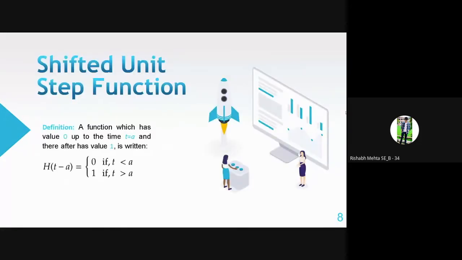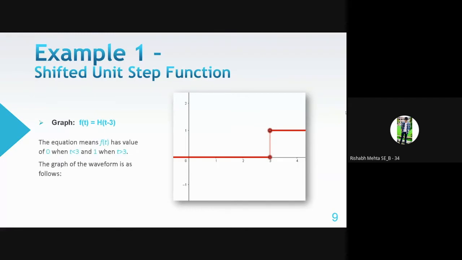This is defined as a function which has value 0 up to time t is equal to a, and after that the function has a value of 1. Here a is any given constant. Now let us look at an example on shifted unit step function. Let us draw a graph for the function f of t is equal to h of t minus 3. Here f of t will have the value of 0 till t is less than 3, and then the function's value changes to 1 as soon as t becomes greater than 3.